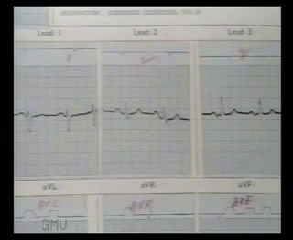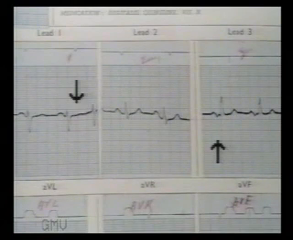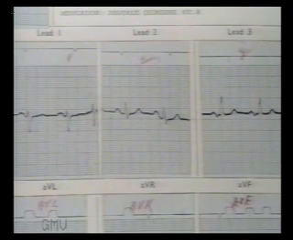Now look at the limb leads. Imagine lead 1 above and lead 3 below. Right reaches, so right axis deviation is present, and the P wave in lead 2 is wide as well as tall, suggesting biatrial hypertrophy.